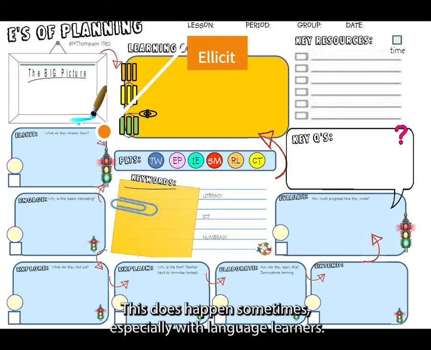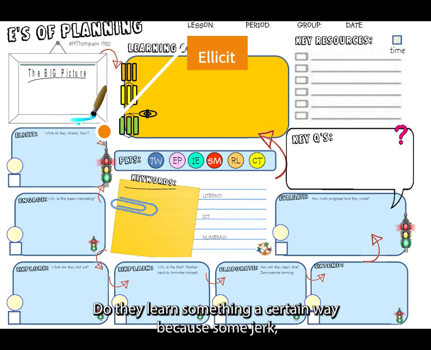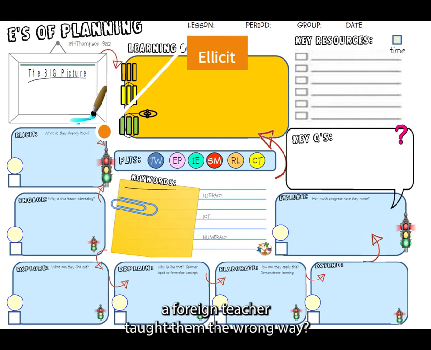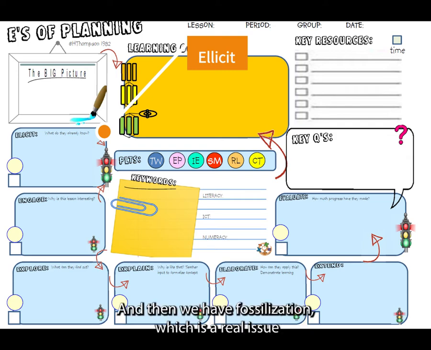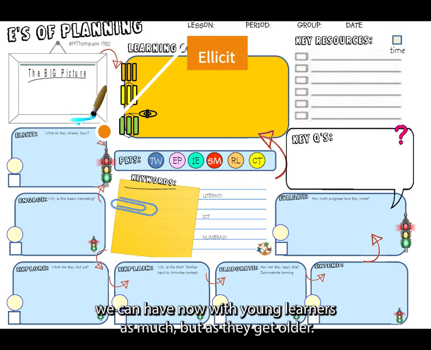This does happen sometimes, especially with language learners. They learn something a certain way because some foreign teacher taught them the wrong way. That does happen. And then we have fossilization, which is a real issue we can have. Not with young learners as much, but as they get older.